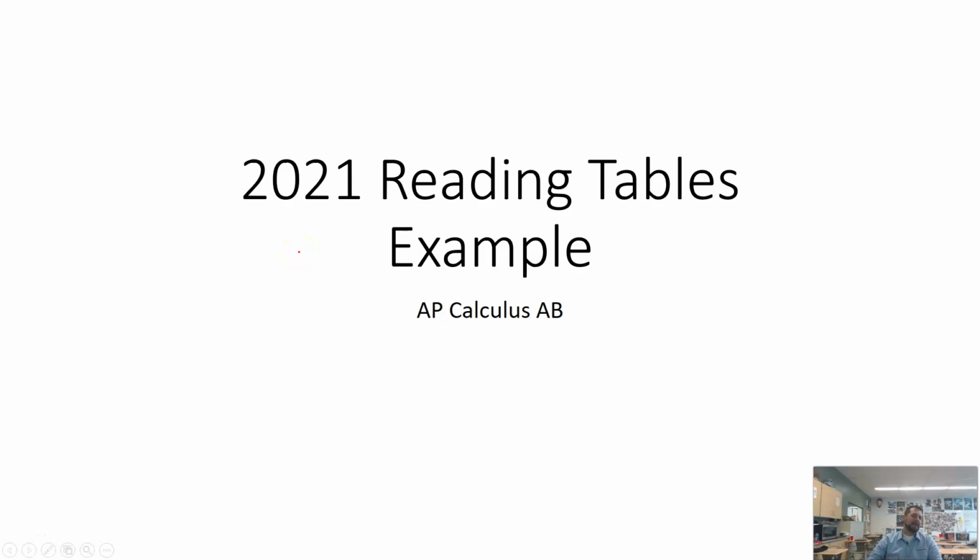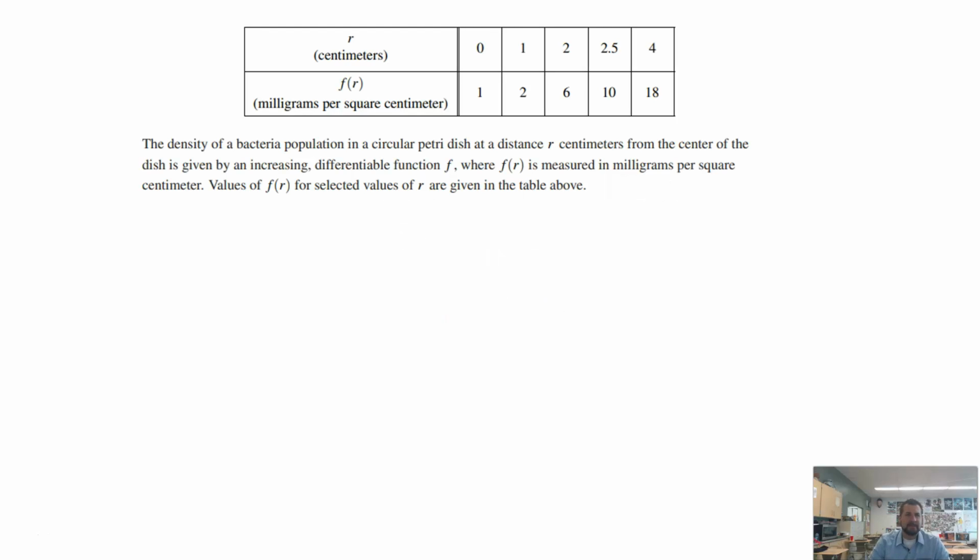All right, guys, what we're looking at here is number 1 from the 2021 first exam. It's a reading tables example. It's fairly straightforward. There's one part that I think threw a couple people off, but we'll get to that in just a second. So let's go ahead and dive in and take a look at what we got going here.